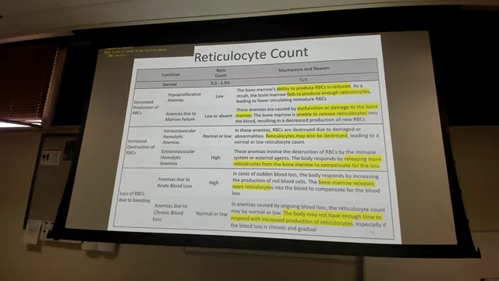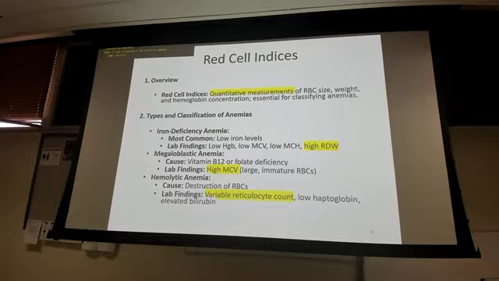Hypoproliferative is very good. All right, red cell indices. Red cell indices are the quantitative measurements of the red blood cell size. Do y'all remember which test that was? Volume. MCV is volume. MCH was what? Weight. And the concentration was what? MCHC. Okay.